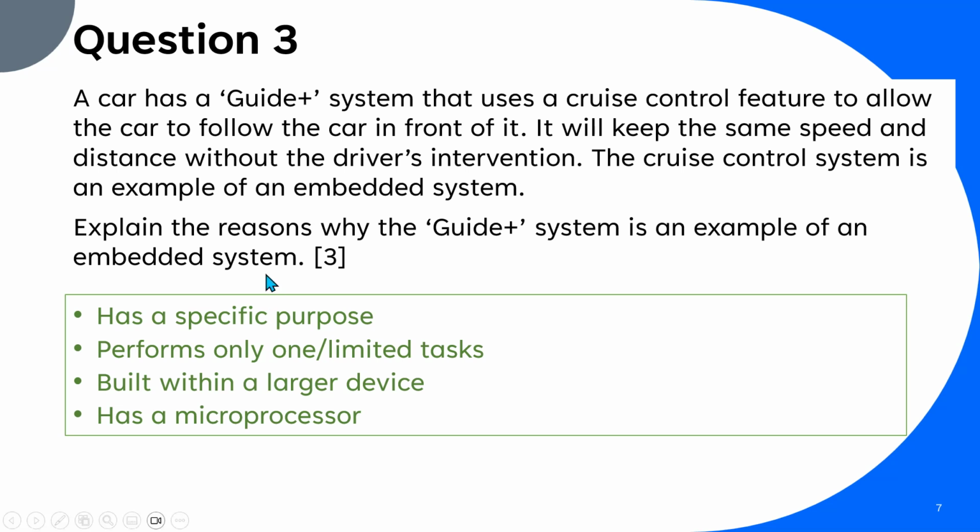So that's question 3 about embedded systems. You need to know that they've got a specific purpose, limited tasks, built within a larger device, and they have a microprocessor.